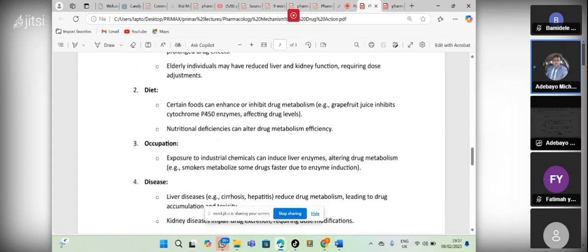It is very important. Then occupation. Exposure to industrial chemicals can induce liver enzymes, altering drug metabolism. Smokers metabolize some drugs faster due to enzyme induction. For example, if you want to give smokers propofol and all those anesthetics, their dose is usually a little bit more, and the time for which they work is a bit less because they metabolize those drugs so fast.